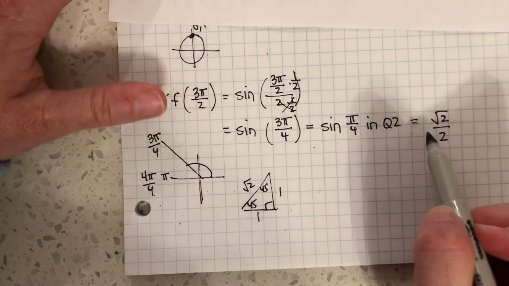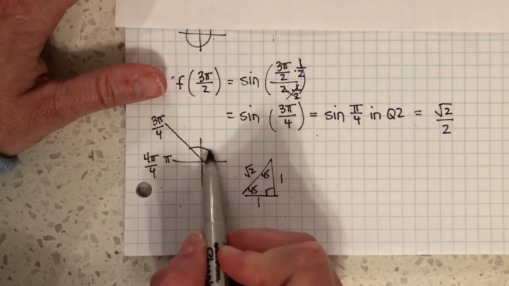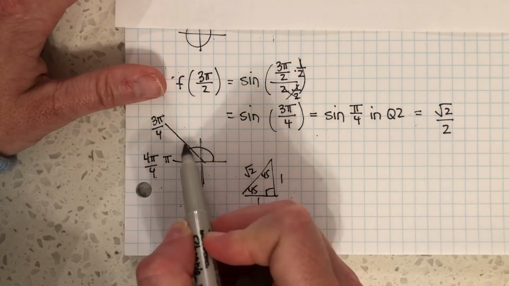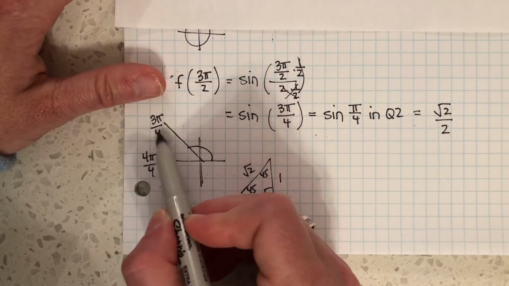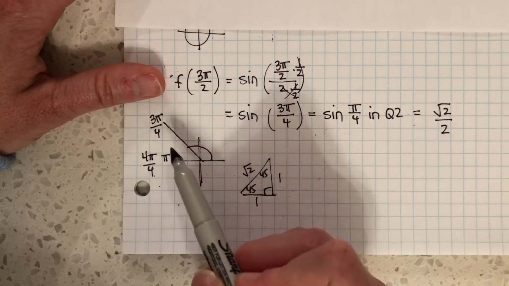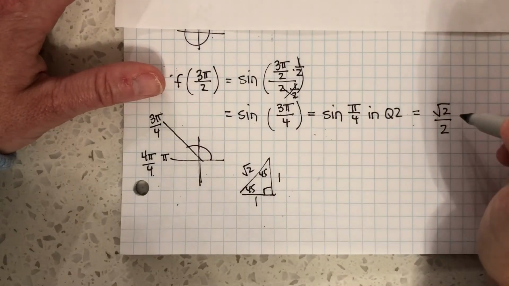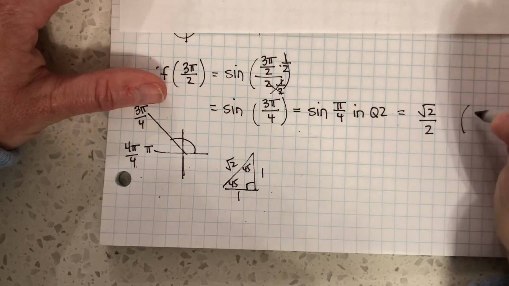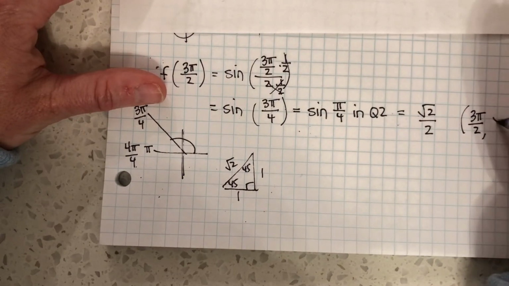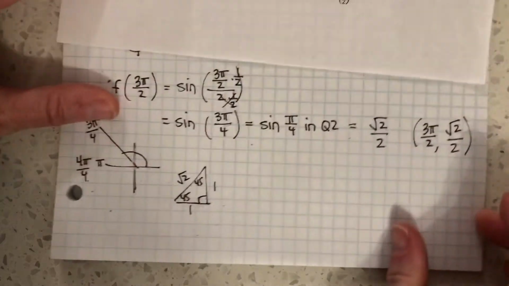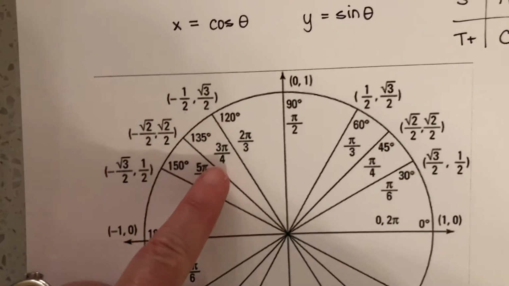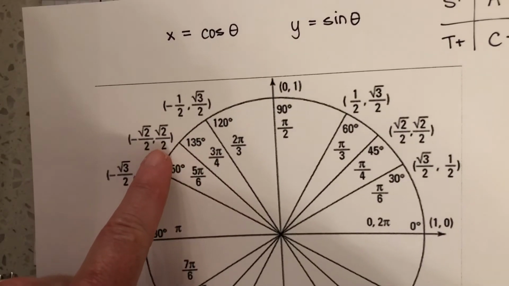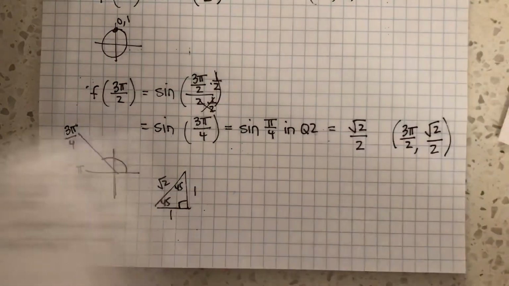All right, but now remember, is that a positive or negative ratio? Well, according to All Students Take Calculus, the sine of any angle in quadrant 2 gets you a positive ratio. So that's positive root 2 over 2. So that means 3 pi over 2 went in and positive root 2 over 2 came out. And that's the ordered pair you'll use. And again, just to remind you, on your unit circle, if you took the sine of 3 pi over 4, here's 3 pi over 4, the sine would be the y-coordinate, and it's positive root 2 over 2. So we definitely got the right ratio out.